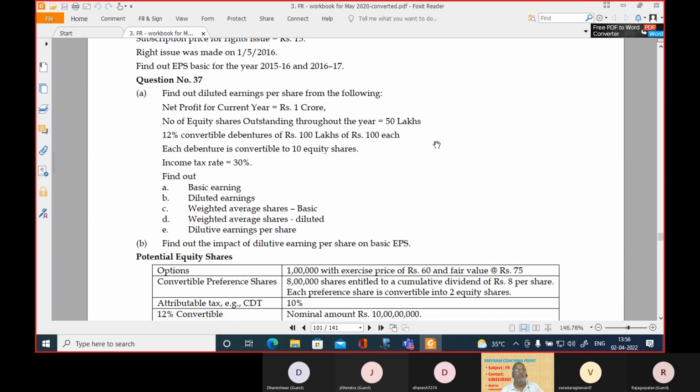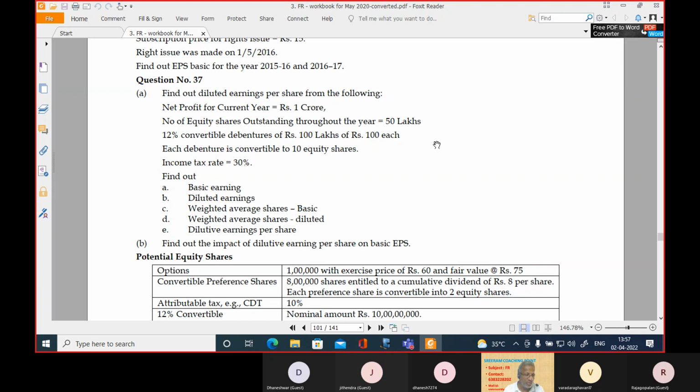See now, diluted earnings per share: if these potential equity shares were issued in the form of equity shares, the earnings per share might drop. That we have got to announce beforehand. That is the philosophy behind going in for diluted earnings per share. And now let us take up question number 37.